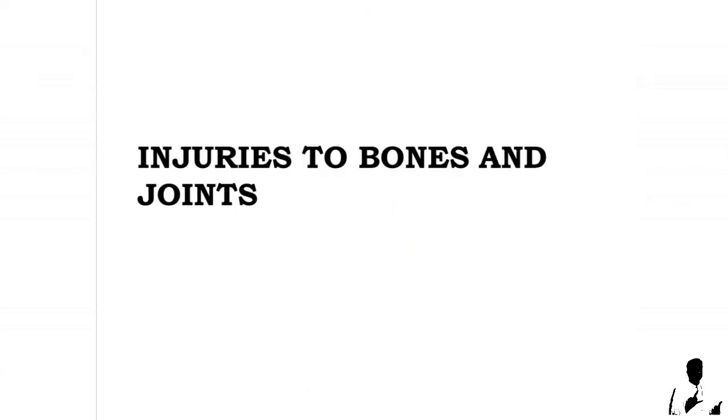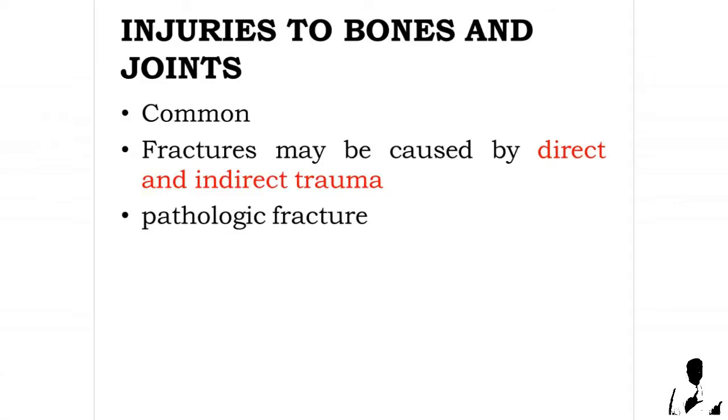Injuries to bones and joints. Injuries to bones and joints are common. Fractures may be caused by direct trauma, for instance, projectiles, crush injuries, or by indirect trauma. For further definition, bones being pulled apart or rotational forces. In addition, bones may be fractured due to pathologic reasons.